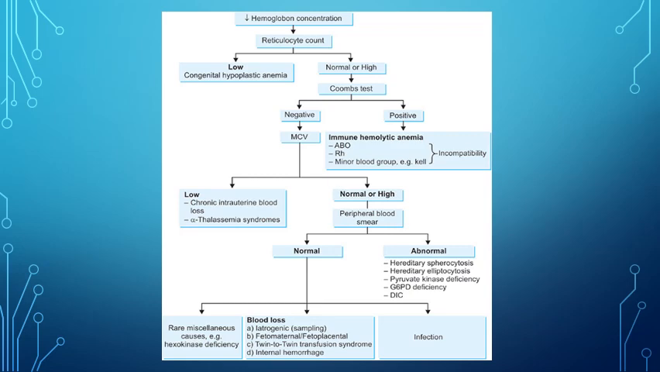If we have a negative Coombs test, we should look at the mean corpuscular volume. If it is low, consider chronic intrauterine blood loss or alpha thalassemia syndromes. If it is normal or high, consider a peripheral blood smear. Abnormal blood smear suggests hereditary spherocytosis, elliptocytosis, pyruvate kinase deficiency, G6PD deficiency, and DIC. If we have a normal blood smear, we consider infection, blood loss like frequent sampling, fetal-maternal or fetal-placental transfusion, twin transfusion syndrome, internal hemorrhage, and rare miscellaneous causes like hexokinase deficiency.